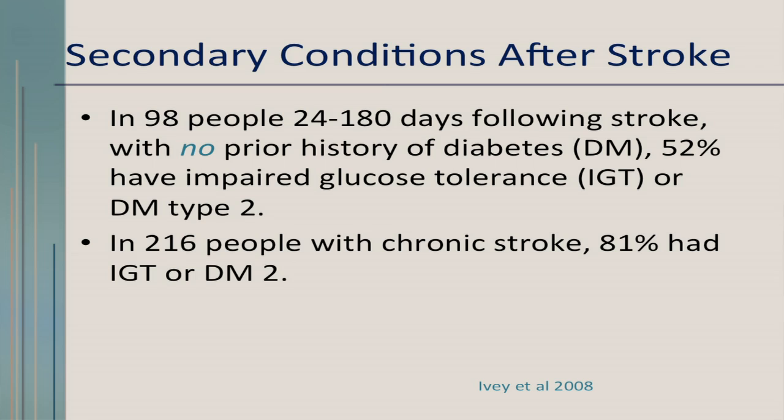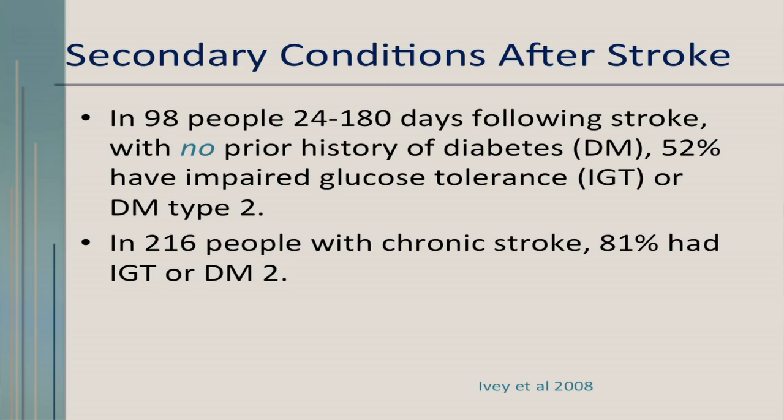So let's take a minute and look at secondary conditions after stroke. Dr. Ivey et al. conducted a study, and they found that in 98 people that were 24 to 180 days following stroke, so less than 1 month to 6 months following stroke, again, this is still in the acute and the initial subacute phases after stroke, with no prior history of diabetes, that 52% of them had impaired glucose tolerance or diabetes type 2. Again, this is people with no prior history of diabetes that led to having the stroke, that 52% of them had impaired glucose tolerance or diabetes.